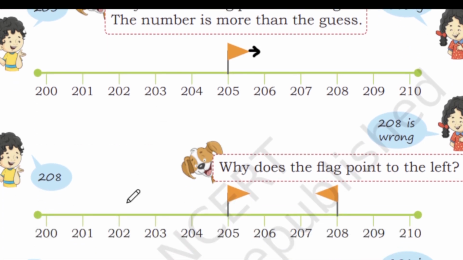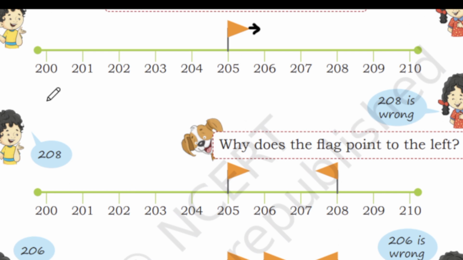Okay, then let's see the second guess. He's telling 208. See the flag. The flag is towards the left from 208, so that is also not the correct answer. Why does the flag point towards the left? Because 208 is also the wrong answer. So the number is between 205 and 208.